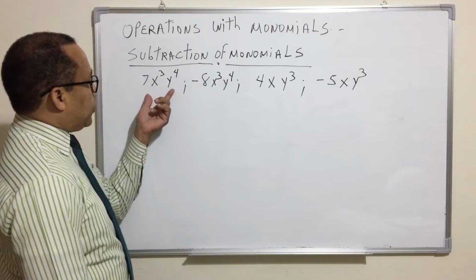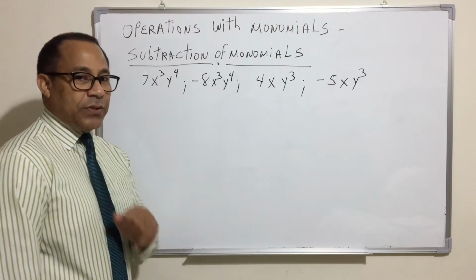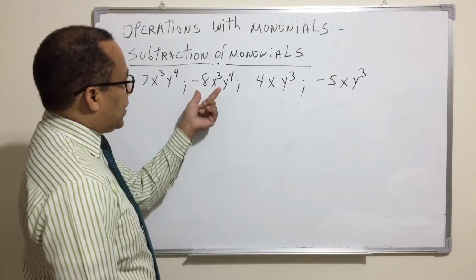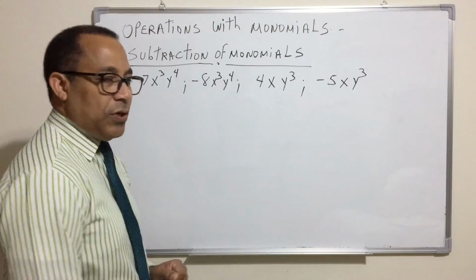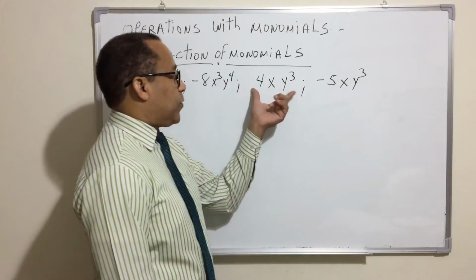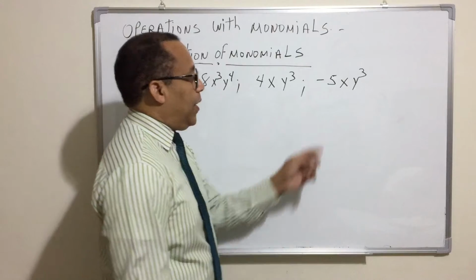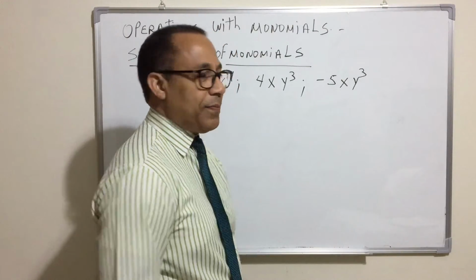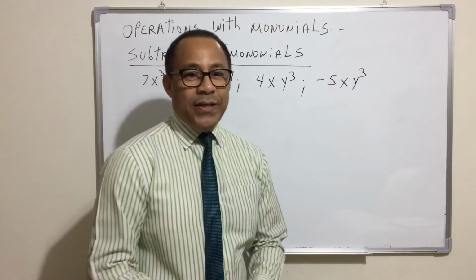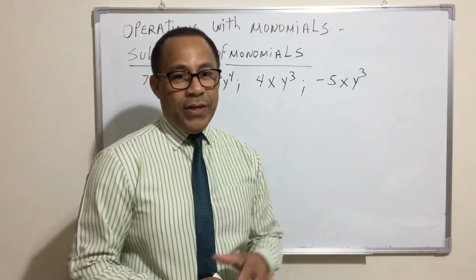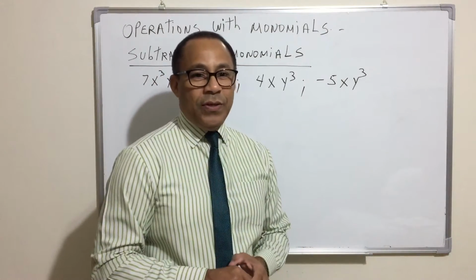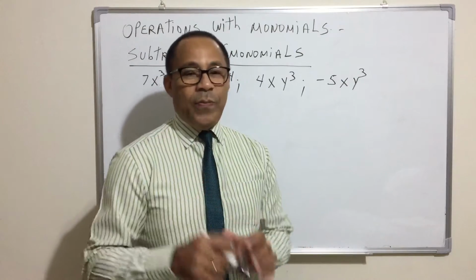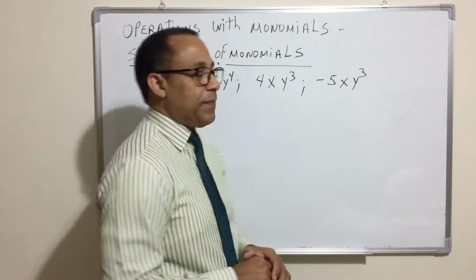7x to the third y to the fourth is only one term. Negative 8x to the third y to the fourth is only one term. 4xy to the third is only one term, and negative 5xy to the third is only one term. We explained what one term is in our previous video. My advice is you just go back there and take a look at it.